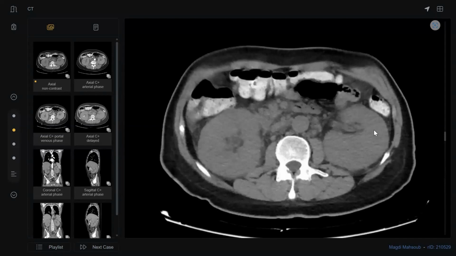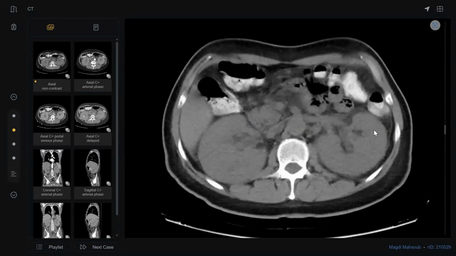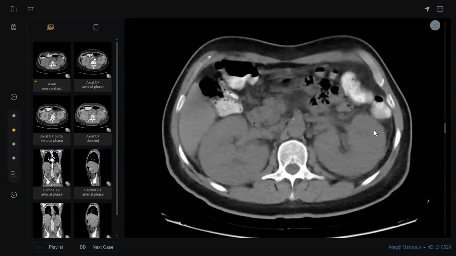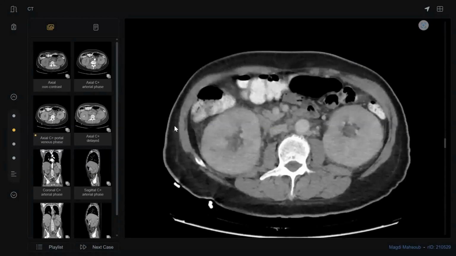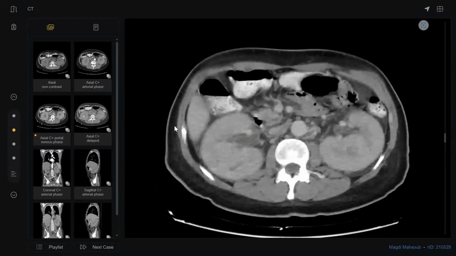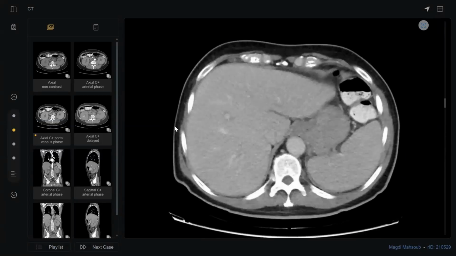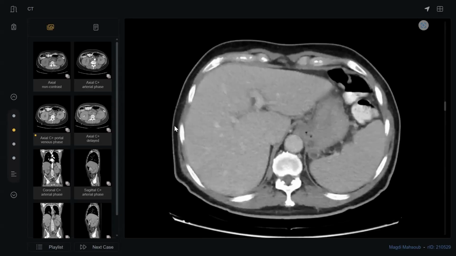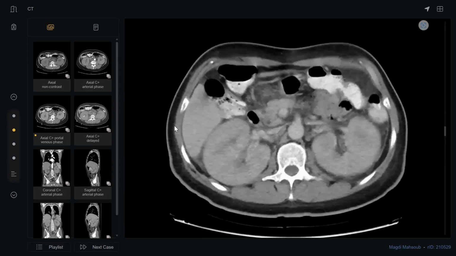Do you want to see any other sequence, doctor, or any other phase? I want to see the contrast images. So ask me, please. See, this is the venous phase. What do you think? Are both kidney sizes acceptable for you? Both kidneys are enlarged in size, and the liver and spleen are also enlarged in size.